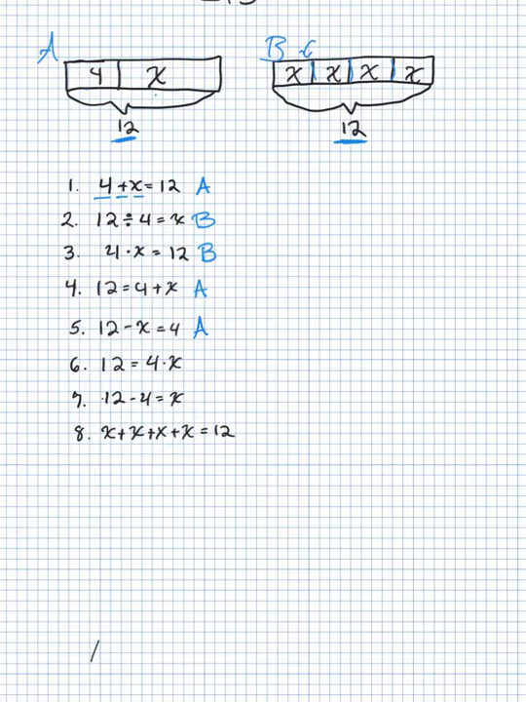Then I have 12 is equal to 4 times x. That's going to be B. And 12 minus 4 is equal to x. This will be A, because starting off with 12 and then subtracting off this 4 will leave me with x. And then finally, x plus x plus x plus x is equal to 12. So this is going to be B, because if I add x 1, 2, 3, 4 times, I'll get B.